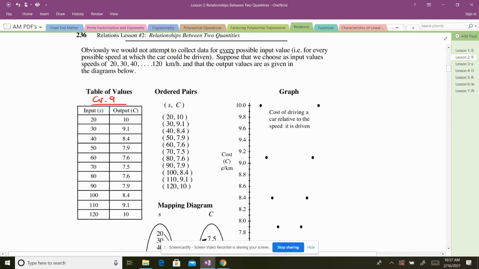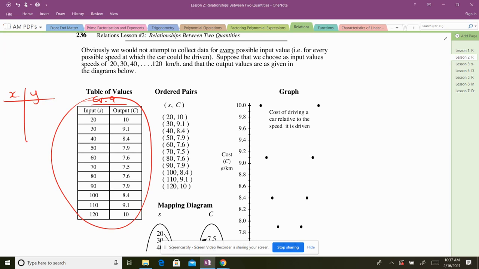Where you put in a number into an equation and it spits out another number? Has anybody seen anything like this before? You've never seen anything like this? X, Y. Oh, no, that's fine. That's fine. We will do that.